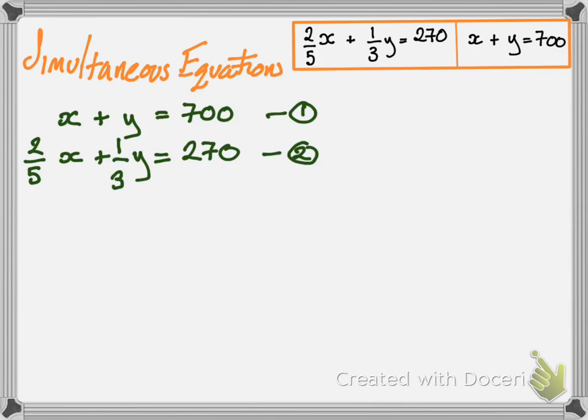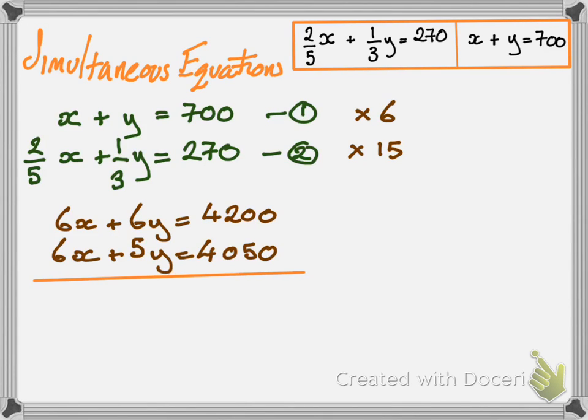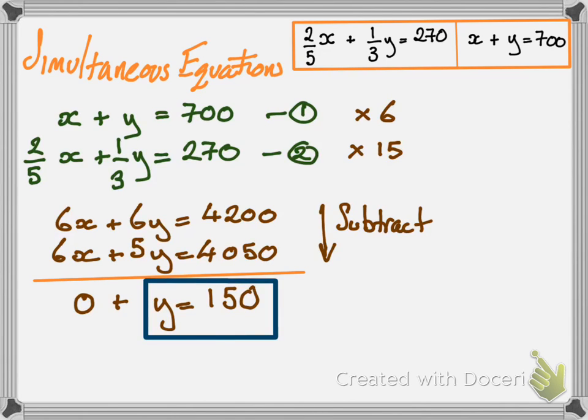Now, for those of you who know how to do simultaneous equations, we're after some sort of position whereby we can subtract either the x from the x or the y from the y and get rid of that variable. So what I'm going to do is multiply equation 1 by 6 and equation 2 by 15, and I end up with these two equations. 6x plus 6y equals 4,200, 6x plus 5y equals 4,050, and I am going to subtract. If I do that, I'm left with y equals 150, which is £150.